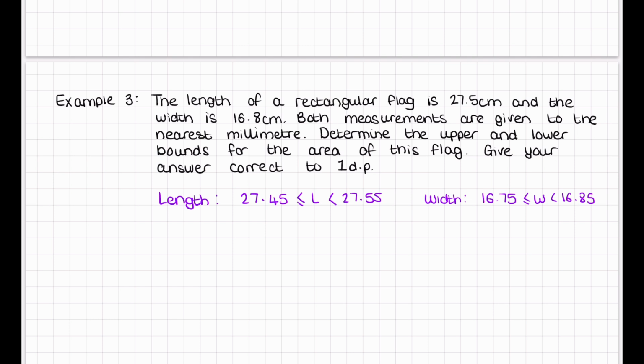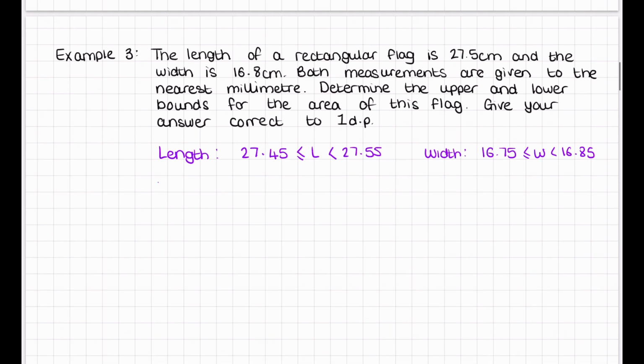Now the upper and lower bounds for the area. What we need to do for this is take the two lower values, because that will give the smallest possible area, and the two larger values will give the largest possible area. So we have to find both of those. The minimum area could have been 27.45 multiplied by 16.75, the two smallest dimensions of the length and the width, which gives a 459.7875 area.